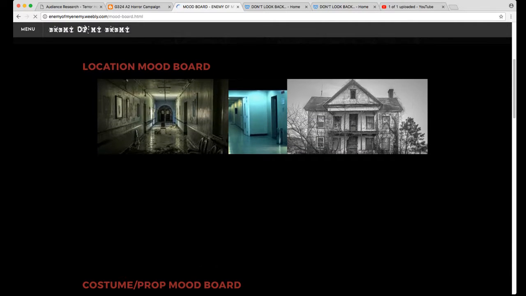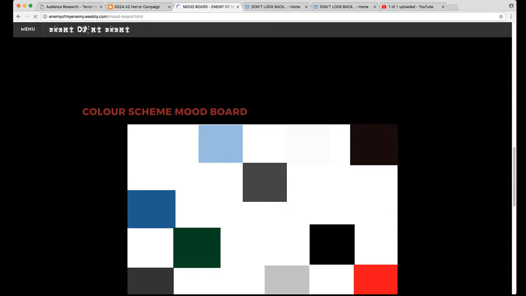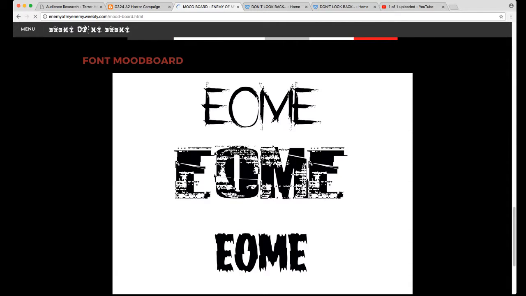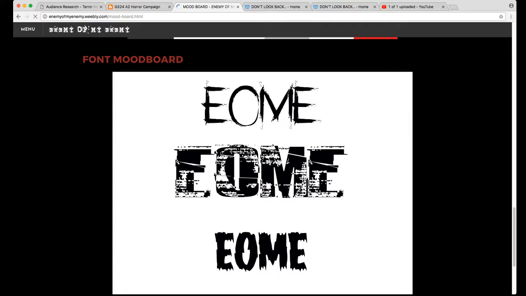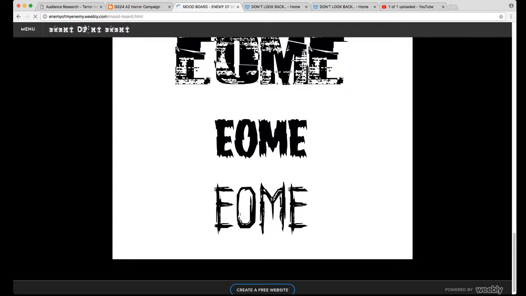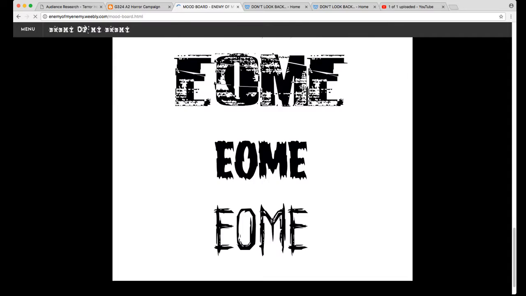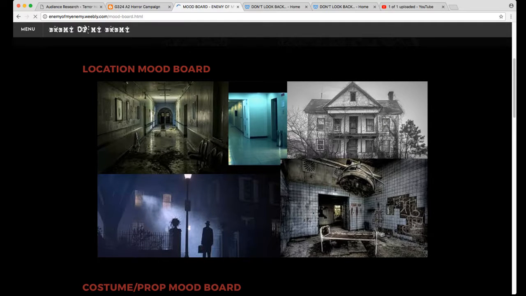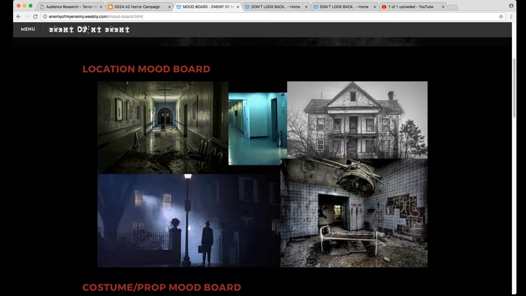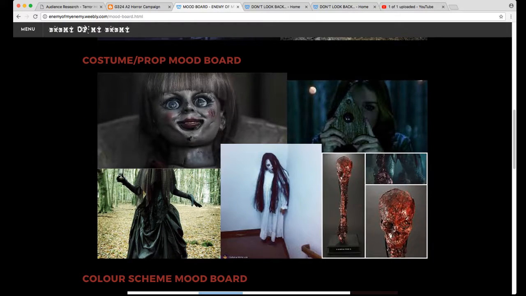Location mood board, prop mood board, colour scheme mood board, and then font. This is good. The only thing is, again, we're held at a D grade because we don't have any annotation. We don't say which of these you like the most, why would we choose it, which one would be suitable, which one wouldn't, why are we choosing these kind of places, where are you going to find this, what are you going to start looking for, hospitals, things like this.